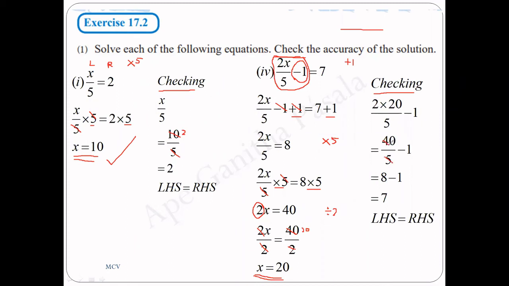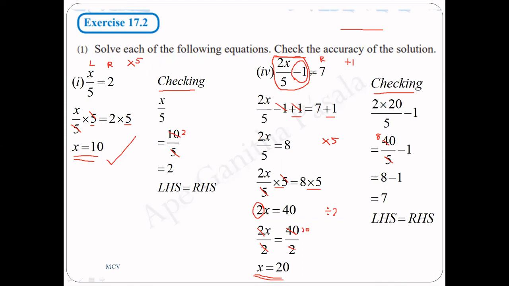40, 5 into 8. So you can write as 8 minus 1. 8 minus 1 is 7. So what is the left hand side? Left hand side was 7. But what about the right hand side? Here right hand side also 7.